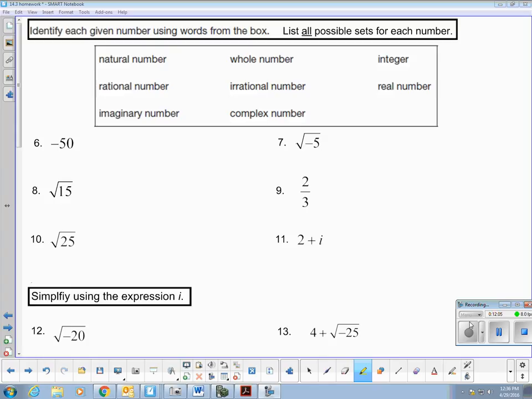Number 6, negative 50 is a rational number. It's a complex number. It is an integer. It is also a real number. Number 8, square root of 15 is an irrational number. It is a complex number. It is also a real number.